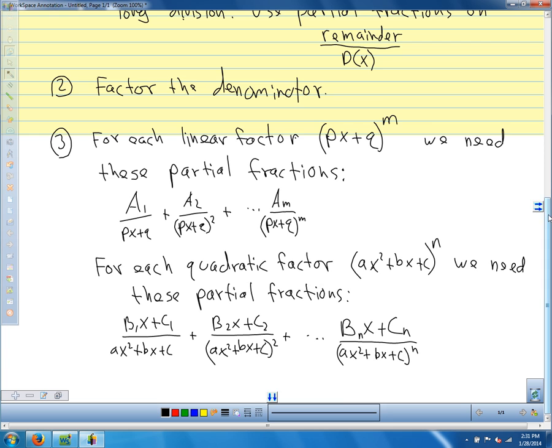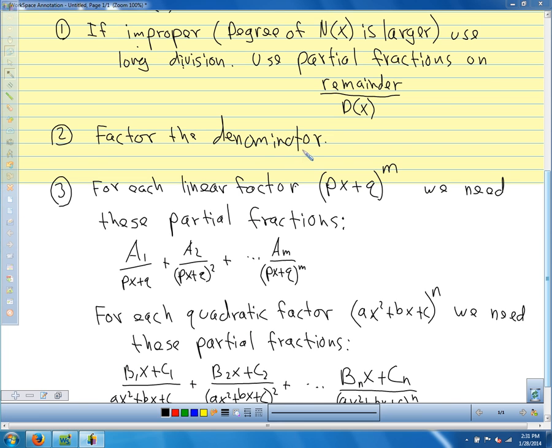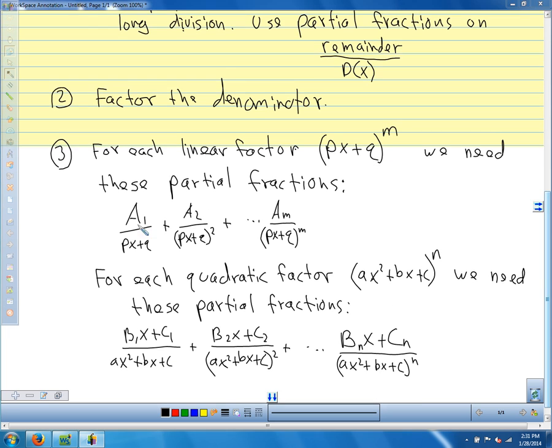All right, so the first step, if it's improper, we do long division. We do the partial fractions on the remainder over the divisor. Then we have to factor our denominator. Our factors in our denominator are going to be linear or quadratic, and we need to include one partial fraction for each factor and each possible power of each factor. So let's look at how this breaks down. Once we see a few examples, it should be pretty clear.